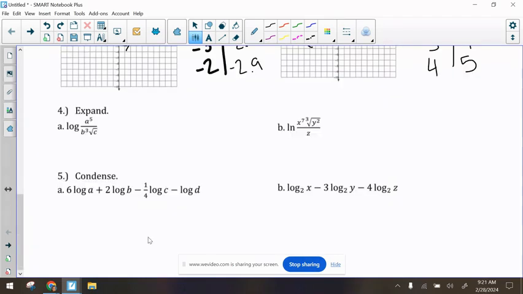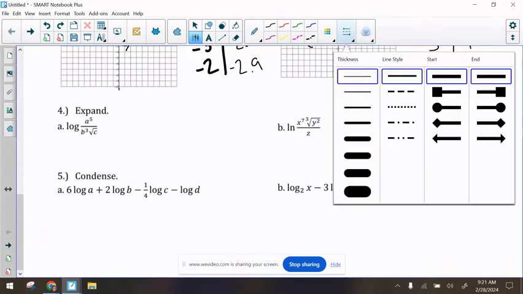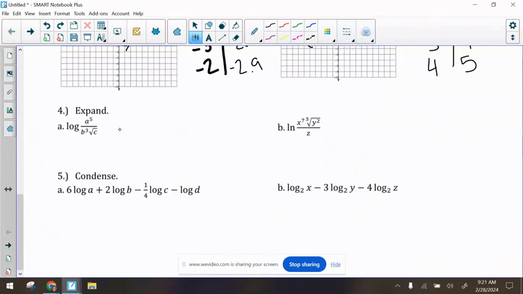So looking at question 4, our directions say to expand. So to expand a log means to take one log and make it multiple. So I'm going to start this one by separating all those logs into their own, noting that square root of c is really c to the 1/2. So I see 3 variables. I know I'm going to need 3 logs.